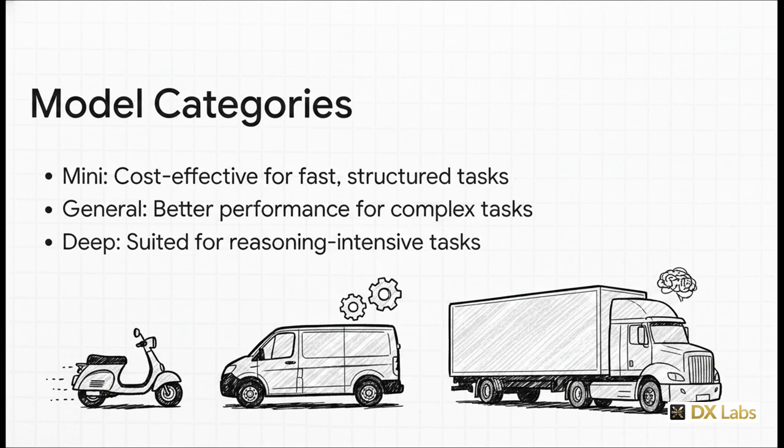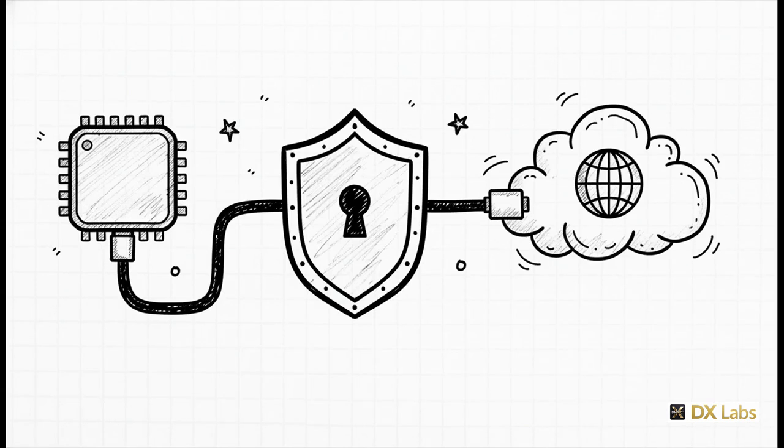General models offer better performance for more complex tasks, billed at the standard rate. And deep models? Those handle the heavy lifting, reasoning-intensive tasks like nuanced decision-making, billed at the premium rate. You absolutely must match the model's horsepower to the complexity of the task at hand. But what if Microsoft's default models just don't fit your exact use case? That is where Microsoft Foundry comes in.